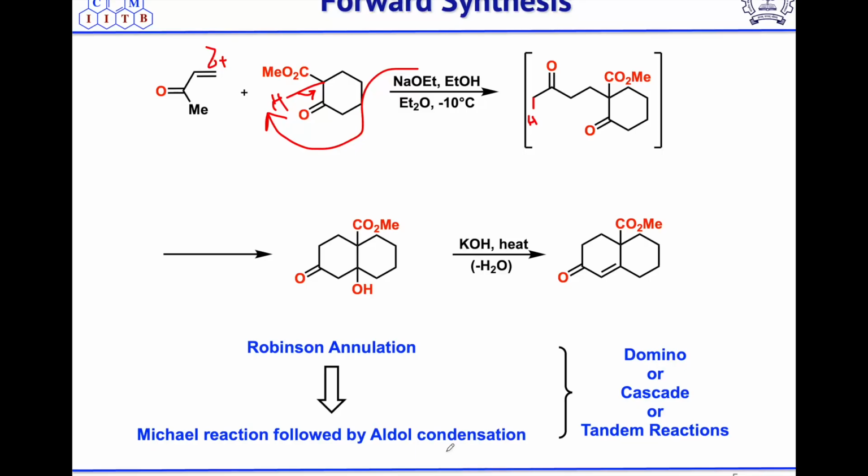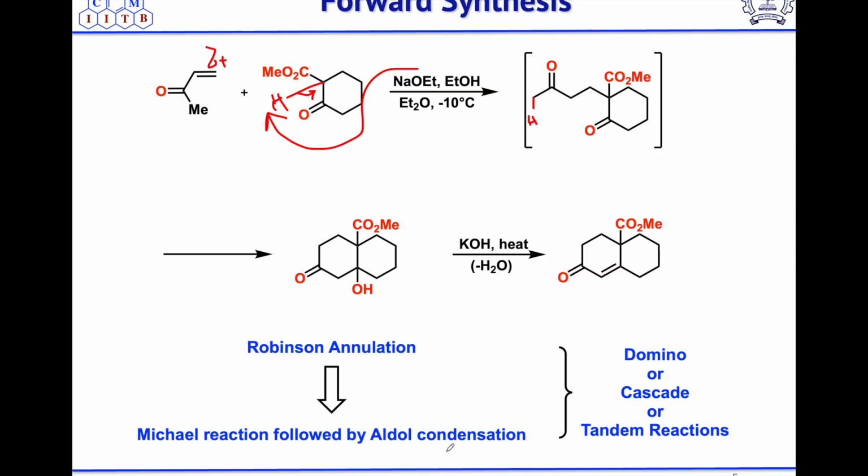Domino reaction means you have to carefully design a multi-step reaction. How can you design it? You have to think about a one-pot sequence, a multi-step reaction in one pot. You can design it in such a way that the first step of this multi-step reaction creates the functionality that will trigger the second reaction.